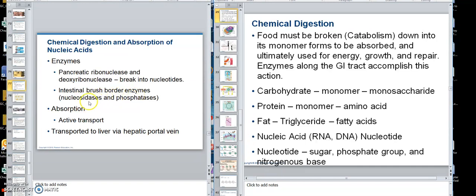Intestinal brush border enzymes, nucleosidases and phosphatases. Okay, the nucleosidases will break the what? Will break the sugar from the nitrogenous base, and the phosphatase will break the phosphate off. So in other words, it's going to split into three pieces. You see, a nucleoside, let me give you a term. A nucleoside is a nitrogenous base hooked to the sugar. When you hook the phosphate group on, it becomes a nucleotide.